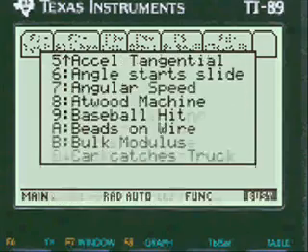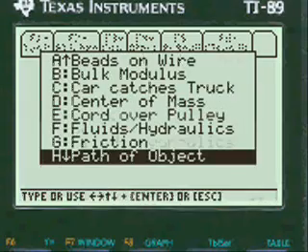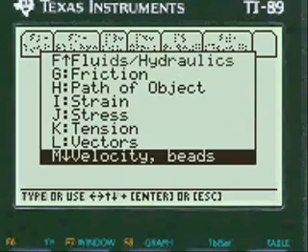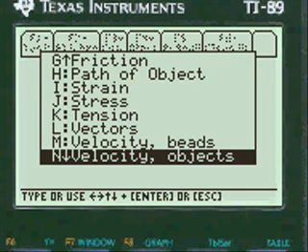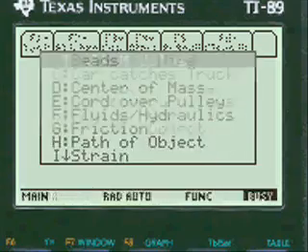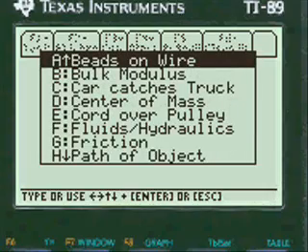And you can scroll down to all kinds of things, all in alphabetical order: fluids, friction, path of objects, cord over a pulley, that's Atwood machine, strain, stress, tension, vectors. Vectors are a great program that I've programmed. Velocity, and here's velocity and beads again, and velocity and objects. So let's go up to beads on a wire.